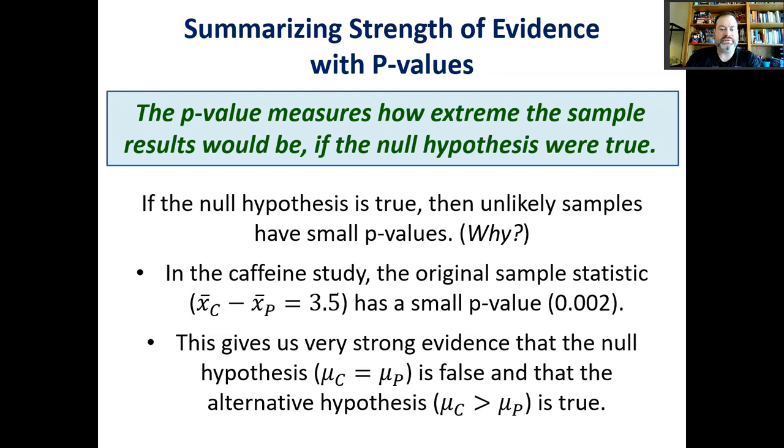In the caffeine study, the original sample statistic had a small p-value. This gives us very strong evidence that the null hypothesis is false and that the alternative hypothesis is true. So the idea is, if you go into a study thinking that this drug has no effect or there's no difference between these populations, and you get a p-value that's really small, it's hard to hold to that belief because the evidence is telling you that if there's no difference, this sample statistic is very unlikely. And if the sample statistic is very unlikely, it means that you're better off just believing that the alternative hypothesis is true. No reason to stick to your original belief when the evidence is very strong against that original belief.